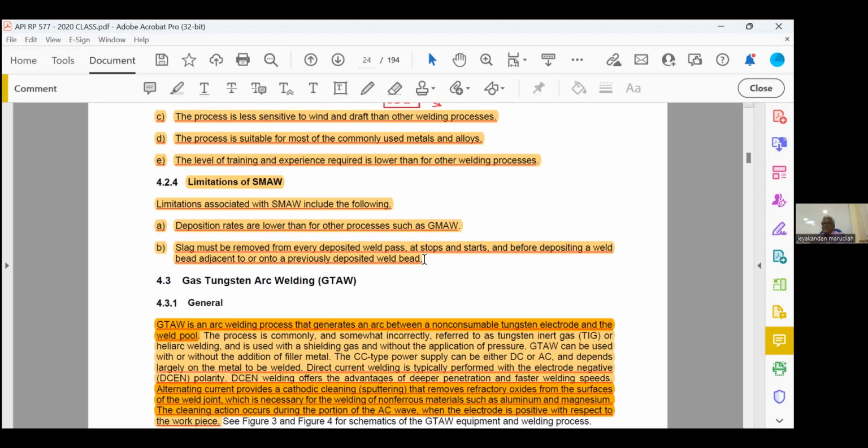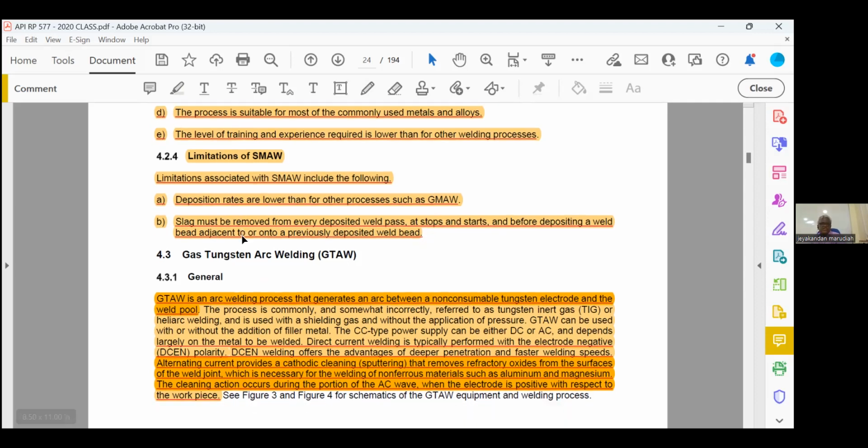Only the GTAW welder gets tired; other welders get tired too. Yes, they are using both hands simultaneously. Other welders will hold only one hand. It is continuous, we have to concentrate on both hands, so that's why they will get tired easily. Another one is that tungsten inclusion is a problem only with GTAW.